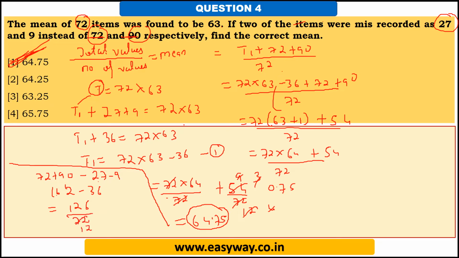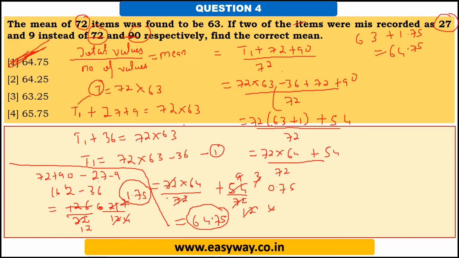6 1s are 6, 2s are 12, and this will be 7, 3 7s are 21, and 4s are 28, so this will be 1.75. So that means this 1.75 you have to add to the wrong mean, that is 63. Okay, you have to add this to the wrong mean, that is 63 plus 1.75, that is 64.75. So that means option number 1 is the correct answer.